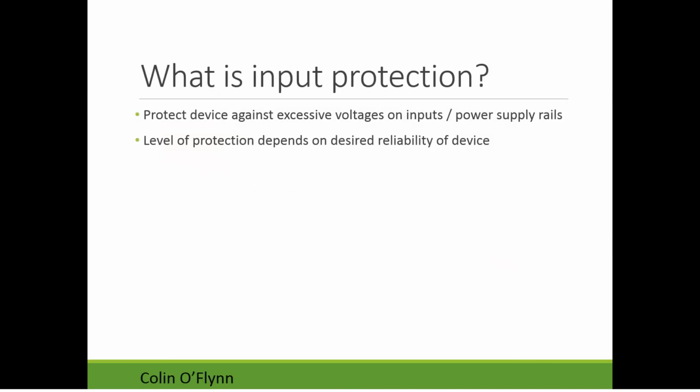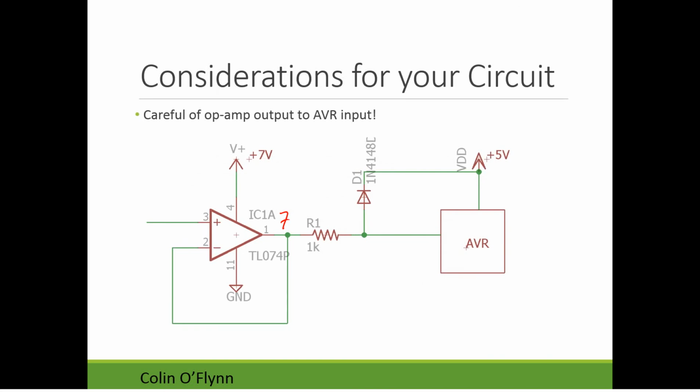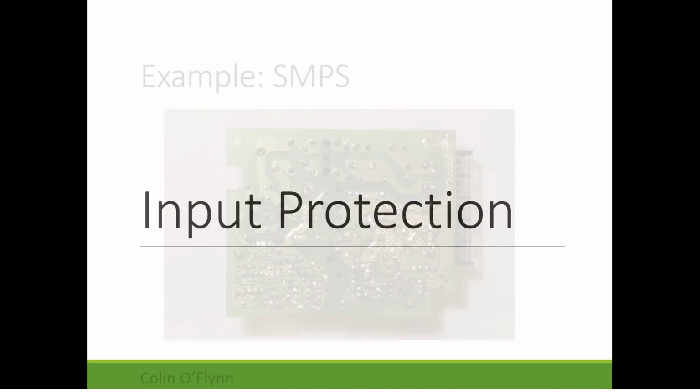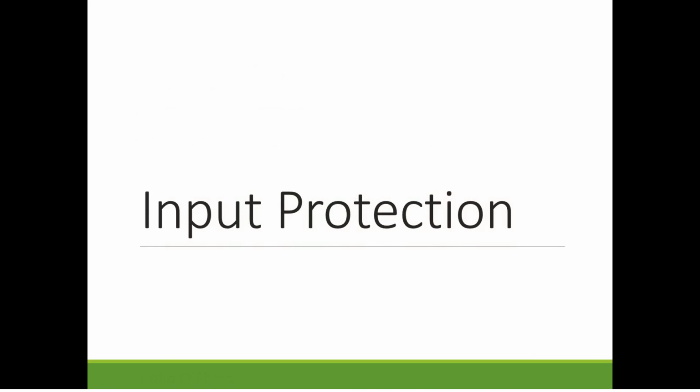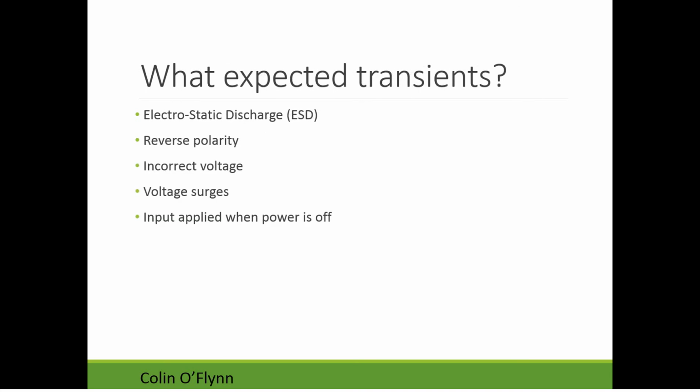Right. So I want to take the input protection that I mentioned for the AVR, so this stuff here, and take it even further and generalize it a bit. Previously I was just looking at, hey, we could get a positive voltage that goes up to plus 7 volts. That's not good. We can look even more generally at excessive voltages of any type on the inputs or on the power supply rail. How much protection we need depends on how reliable we want the device to be, what the cost point is, and stuff like that.